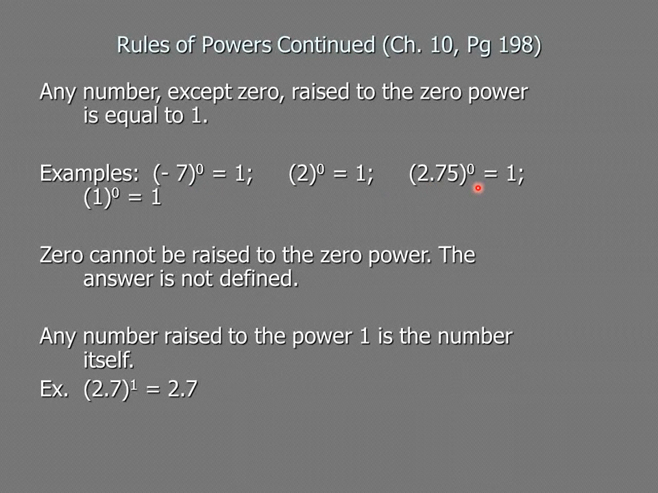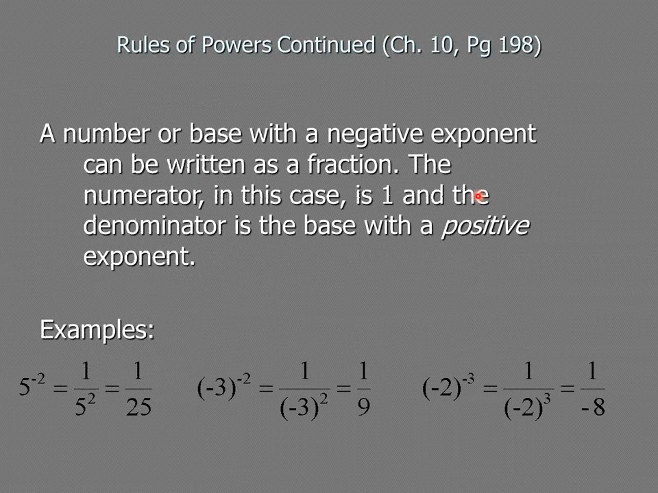If the power is 0, it's always 1. This is a very important property you need to know for solving any algebraic or mathematical expression. Okay? If the exponent is 0, it's always true. So now, how about if the exponent is negative?